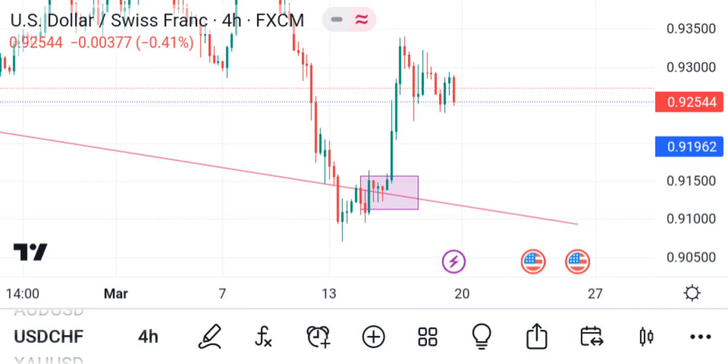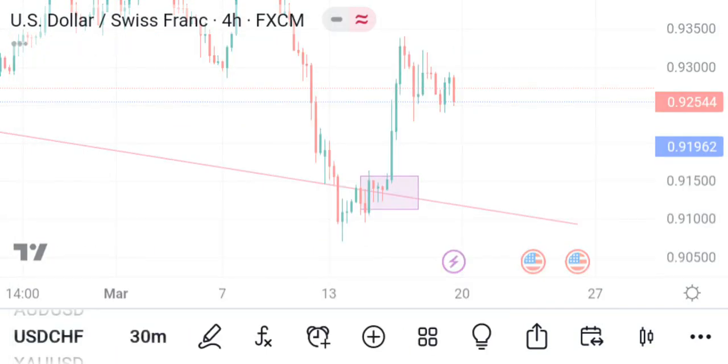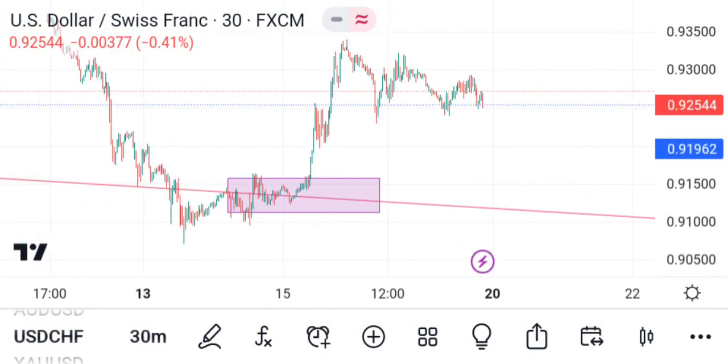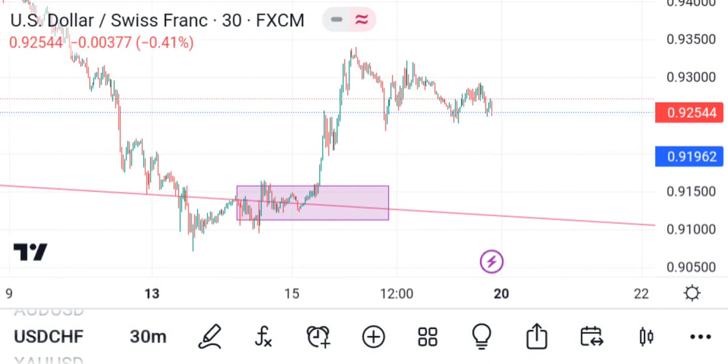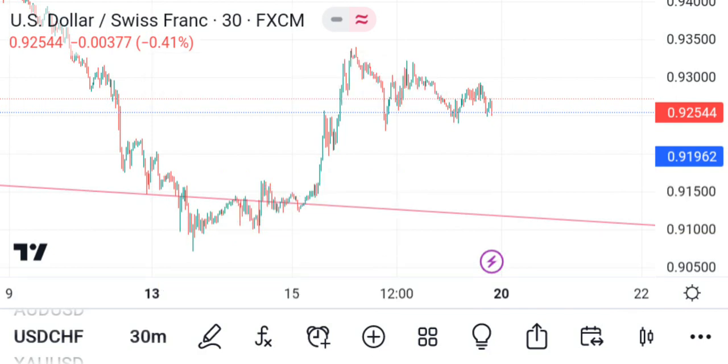So what you want to do is go back to the 30 minutes. Let's look for opportunity there to look for entries. Now, we don't just get into the 30 minutes and just look for opportunities to start buying. What we want to do is get a confirmation. And that confirmation is actually price changing structure, which is market structure change.